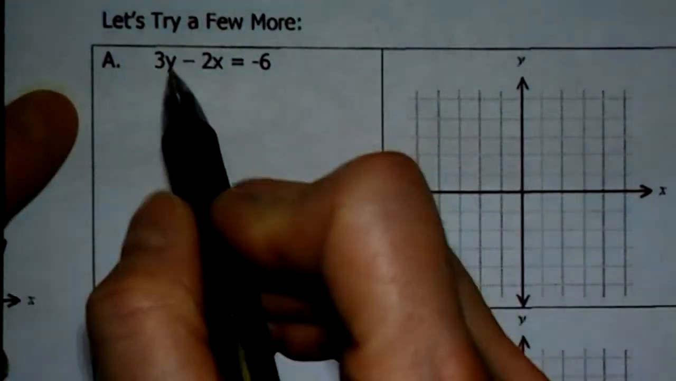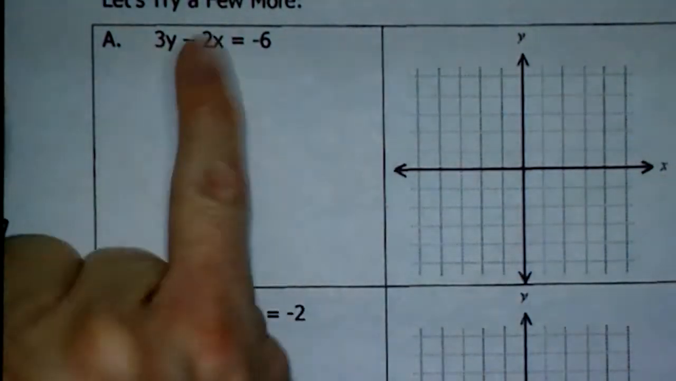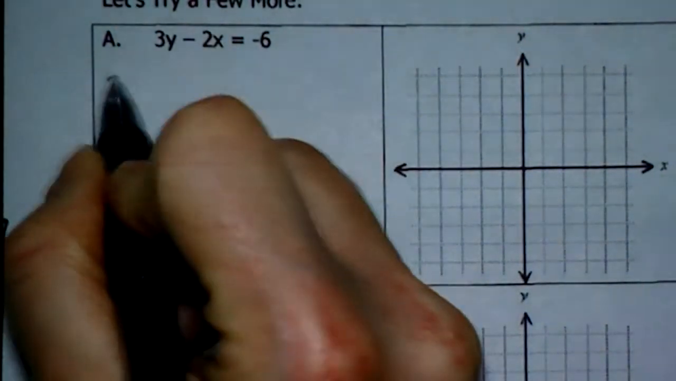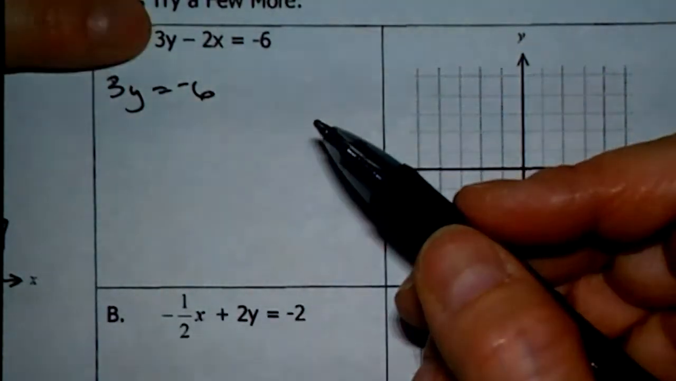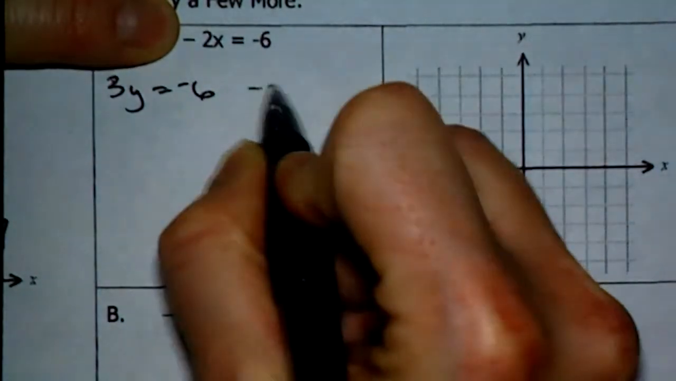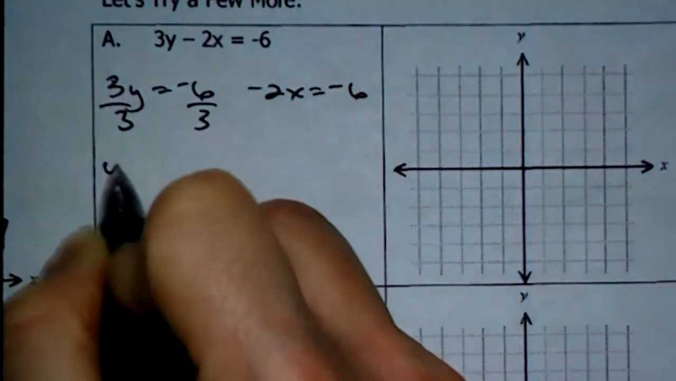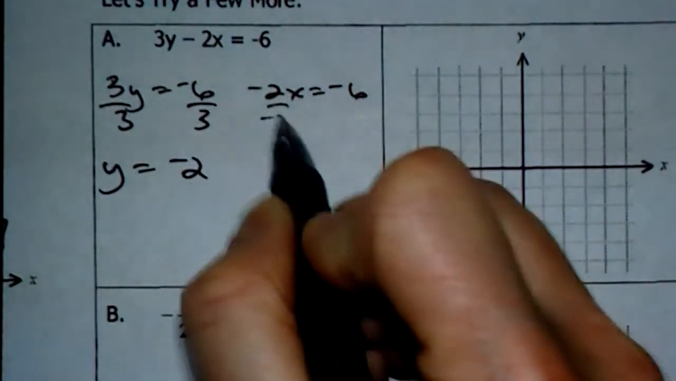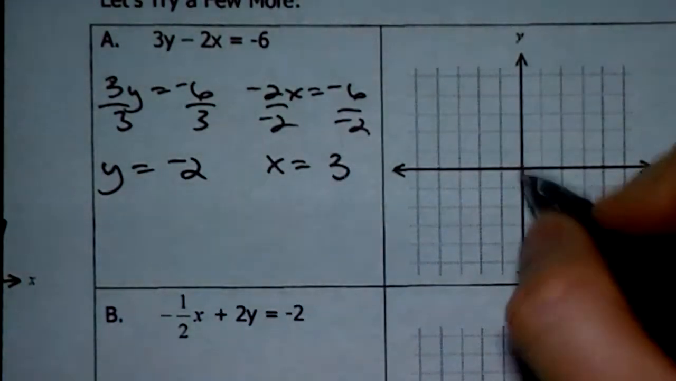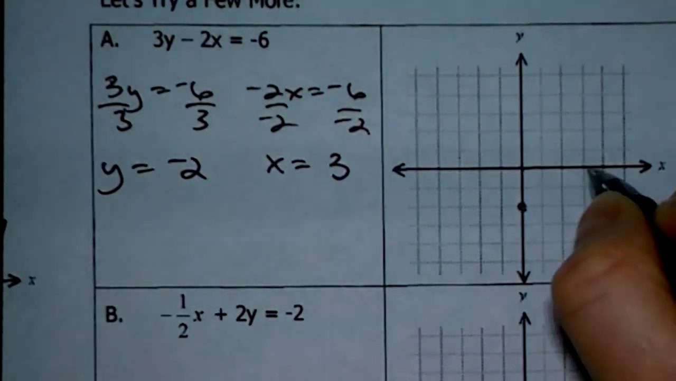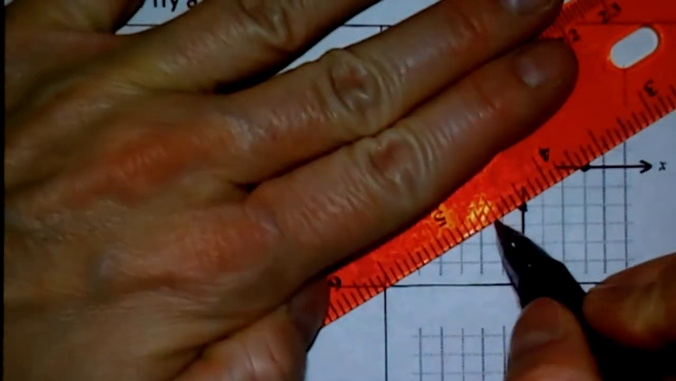Alright, so if I want to find the y-intercept, I'm going to cover up the x term. So if you cover up the x term, because you're really plugging in 0, you have 3y equals negative 6. If I want to know the x-intercept, I would plug 0 in for y, and that would go away, leaving me with negative 2x equals negative 6. Solve for both. My y-intercept is negative 2. My x-intercept is 3. Now, graph your y-intercept at negative 2, your x-intercept at 3, and draw your line. Nice, huh?